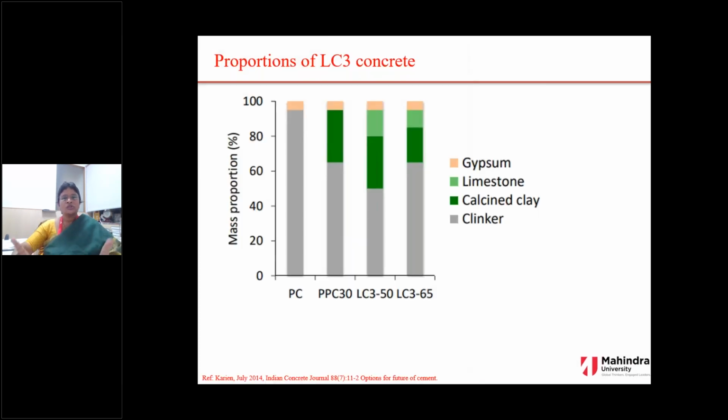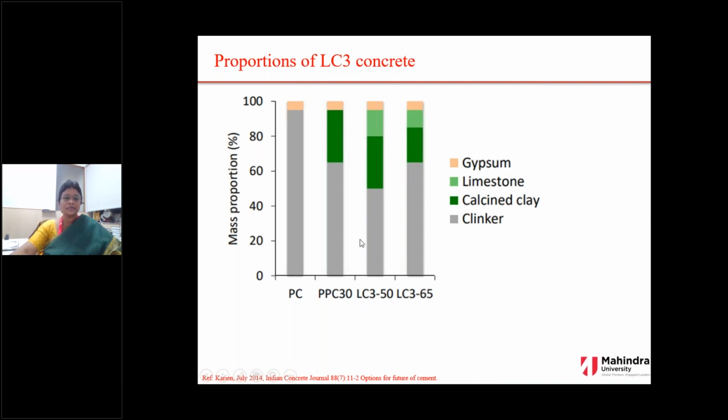This is the proportions of LC3. If you look at Portland cement, it contains 95% clinker and 5% gypsum. If you look at the blended cements, the clinker percentage has been reduced by using some other SCMs, and then gypsum. Then we have the LC3 system.